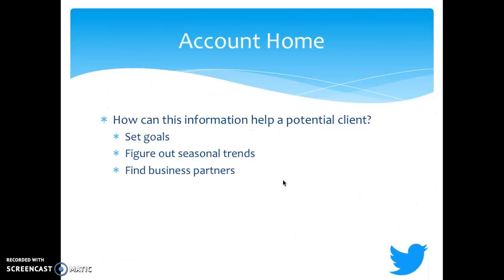So you might be wondering how all this information is useful. Well, using these numbers, you can set goals and figure out seasonal trends. Also, you could use the top influencer statistic to figure out good people to partner up with. For example, if my client was a small local boutique and I noticed that a local jewelry store who had a lot of followers was following my client, I could reach out to that local jewelry store and see if they would want to be business partners.